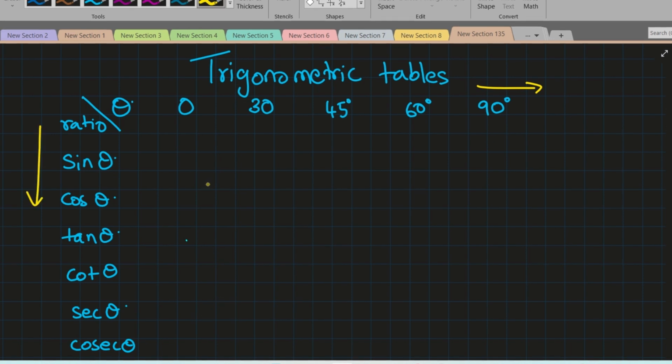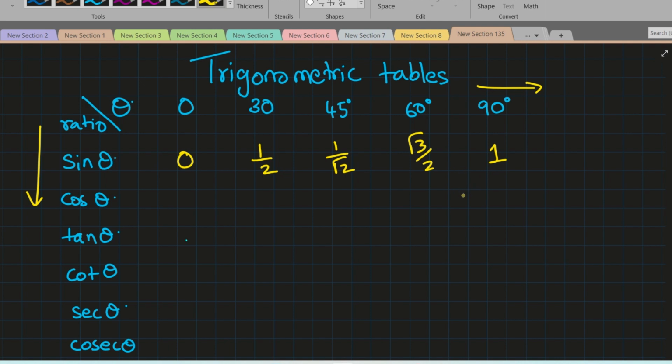To know this table by heart, I'll show you some tricks so that it will be easy to understand how to remember the values at different angles. So first, we're gonna remember the value of sine theta. So sine theta, that is sine 0, is equal to 0. Sine 30 is half. Sine 45 is 1 upon root 2. Sine 60 is root 3 by 2. And sine 90 is 1. Make sure that you know these values thoroughly.